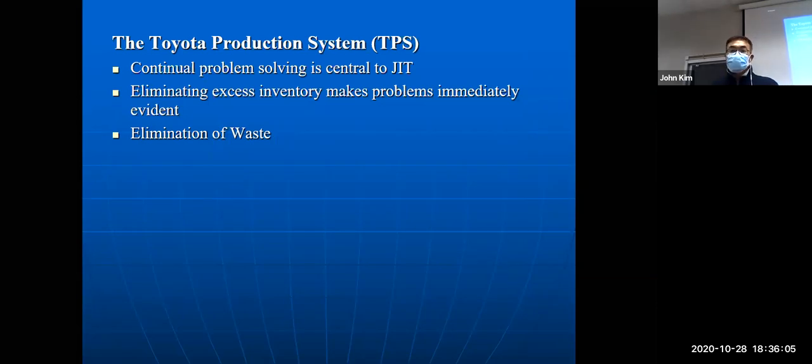Okay, the most famous JIT system is the Toyota system, because Toyota started this JIT system and still uses that JIT system. They call the Toyota JIT system TPS, the Toyota Production System. So in the Toyota Production System, Toyota tried to identify and solve problems continuously, and to eliminate unnecessary things and problems by eliminating waste.